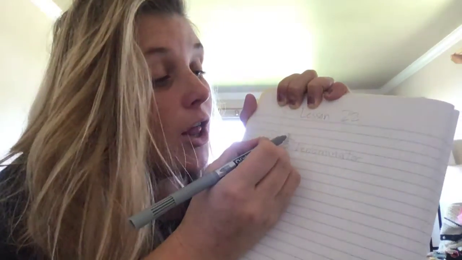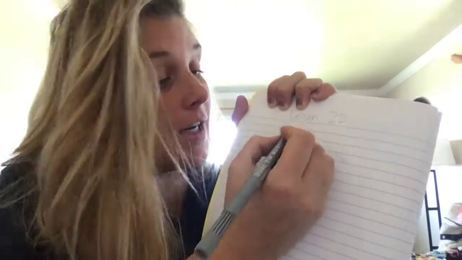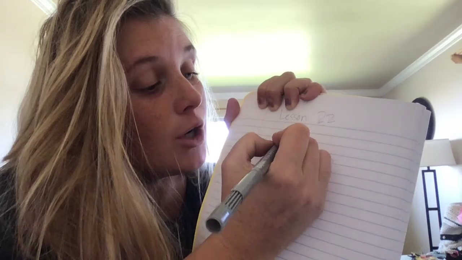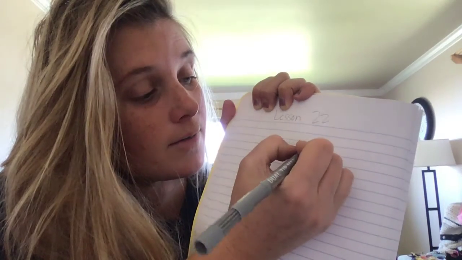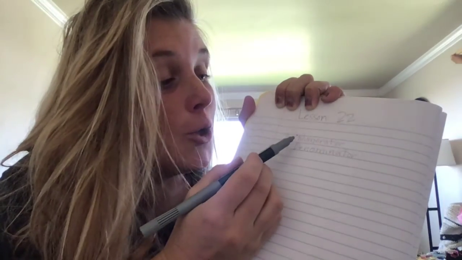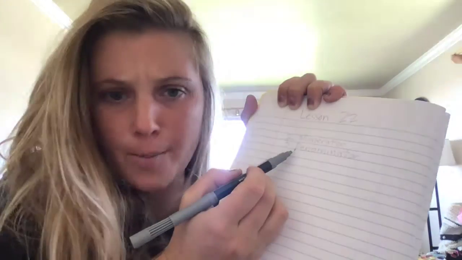The top number is called the numerator. Can you write down numerator? Okay, what's the top number called? Numerator. What's the bottom number called? Denominator. Okay, so numerator and denominator.